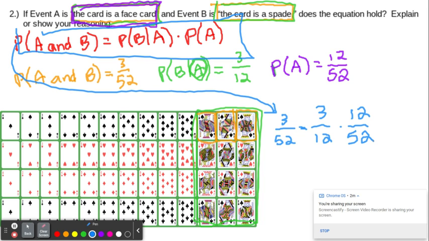And take a look at what happens. The 12s cross cancel again, and everything once again checks out. We are proving Kieran's equation, Kieran's thought process, that these do in fact check out every single time, proving our multiplication rule.